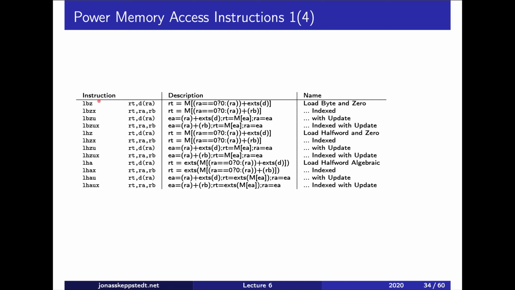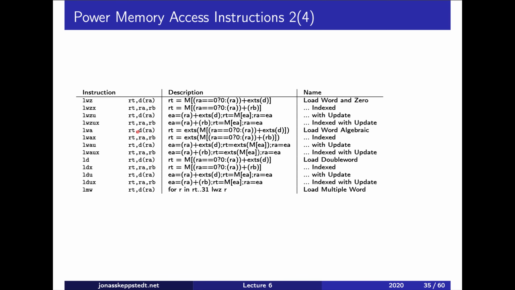The B is for byte, H for half word, that's 16 bits, and we can see here the word and the double word. The word is 4 bytes, and the double word is 8 bytes. The address can be expressed either as a register plus a sign extended constant, immediate operand, or as the sum of two registers.